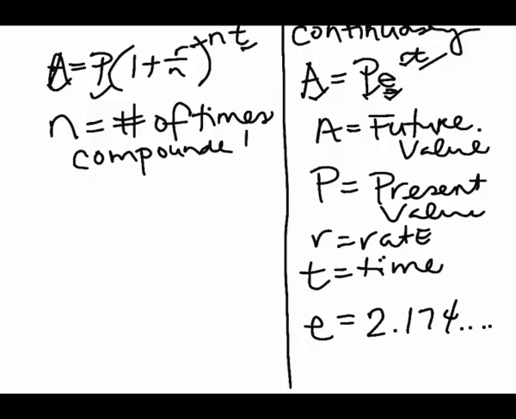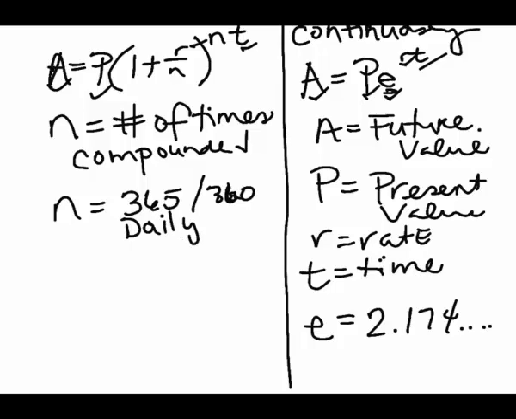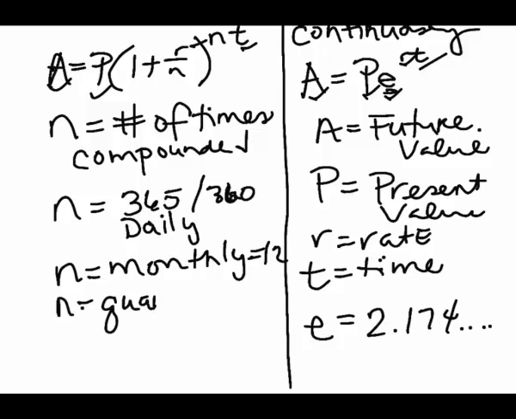So if they tell you it's compounded daily, either it's 365 or 360, depending on if it's a business year, and they'll always let you know that in the problem. If it's compounded monthly, you know that it's 12, because there's 12 months in a year. It's how many times it's compounded in a year. If it's compounded quarterly, you know that n is 4, because it's going to happen every 3 months.